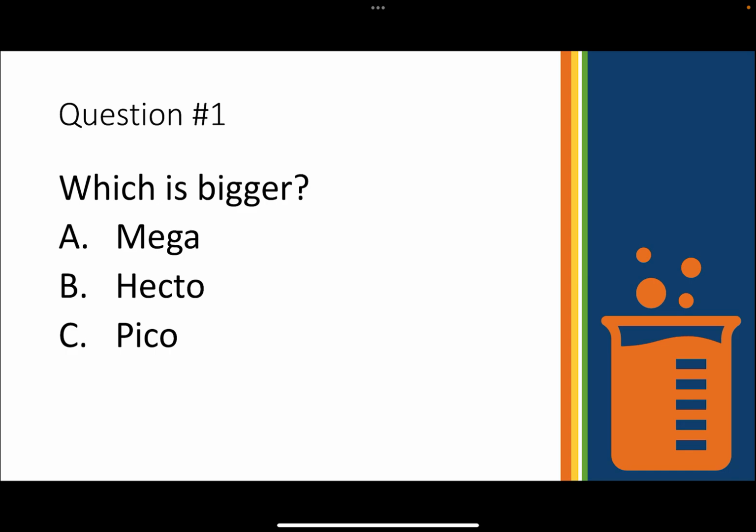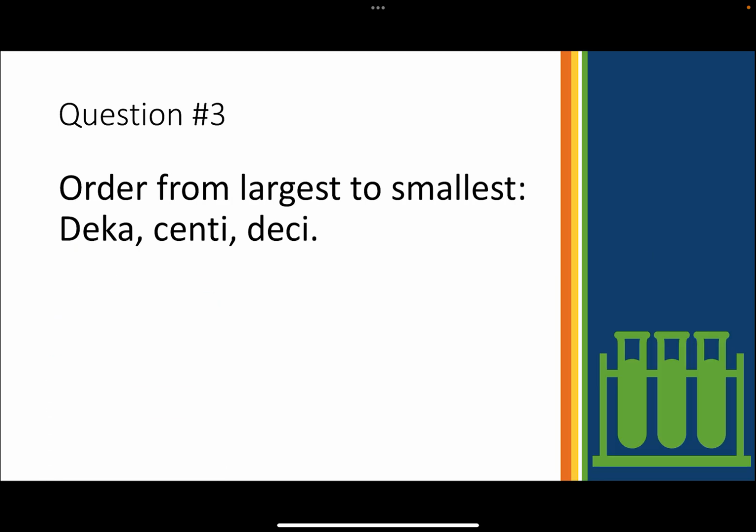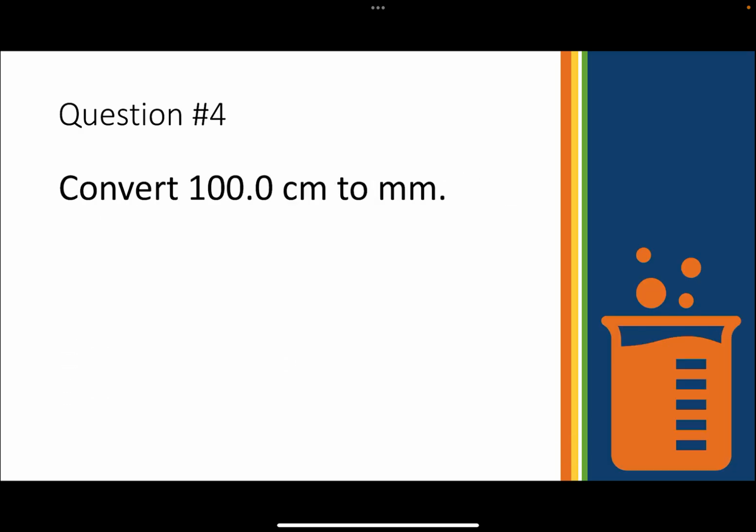So first question, which is bigger, out of these three, mega, hecto, and pico? The one furthest left is mega. So that is your biggest prefix. The smallest prefix out of the base, nano, and kilo would be nano because it's furthest right. If we would order these from largest to smallest, the largest prefix is deca, followed by deci, followed by centi, going left to right on that metric prefix line.